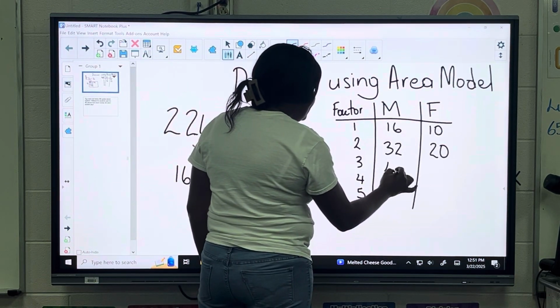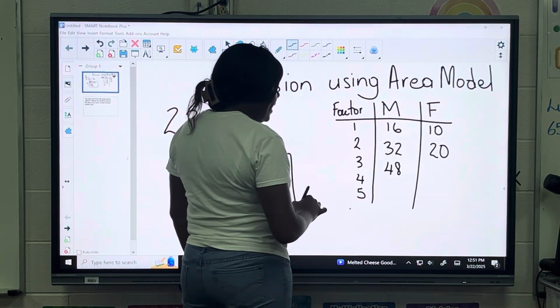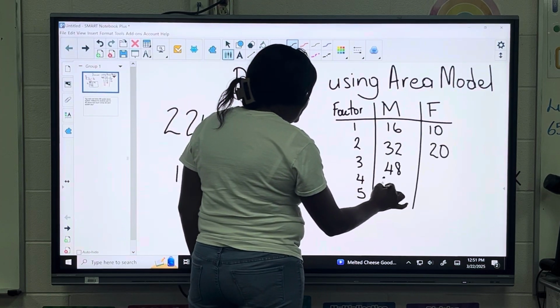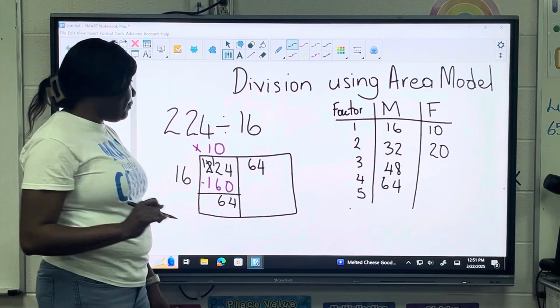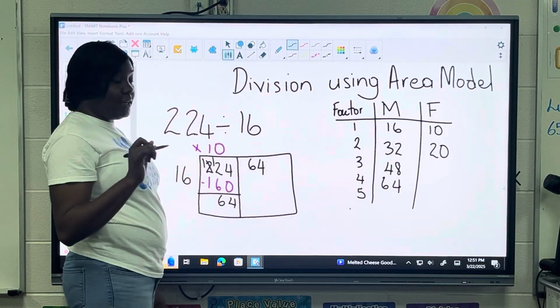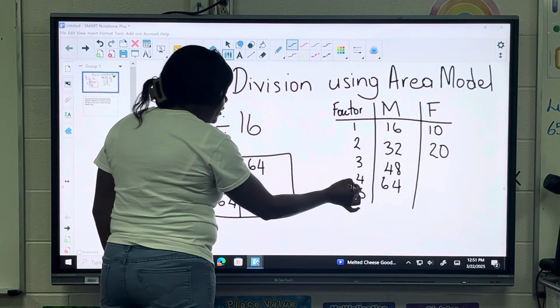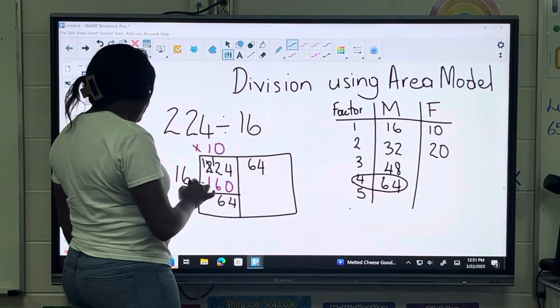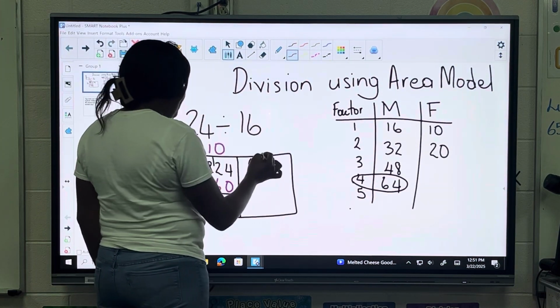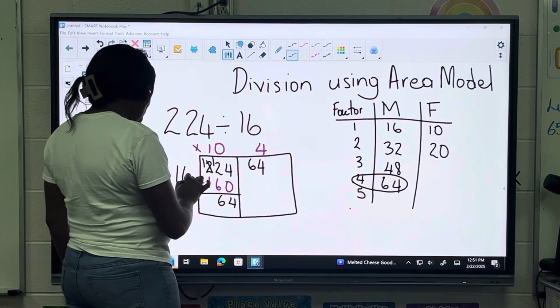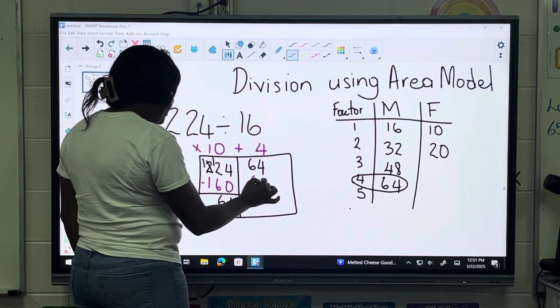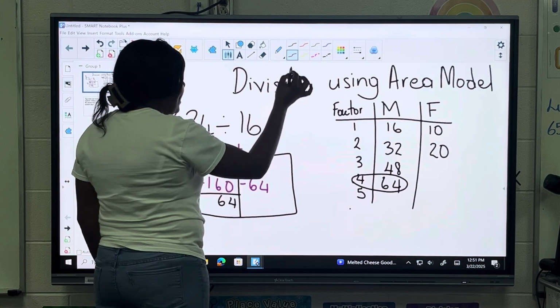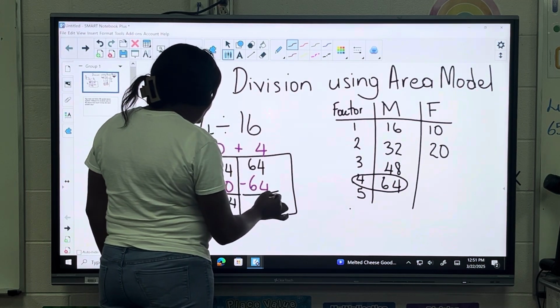16 times 3 is 48, and 16 times 4 is 64. So this time I won't choose a friendly number, but I'll choose a factor. I'm going to choose the factor 4 because I have 64. So I'm going to take my 4, then I'm going to do 16 times 4, which gives me 64. I subtract and I have a remainder of 0.